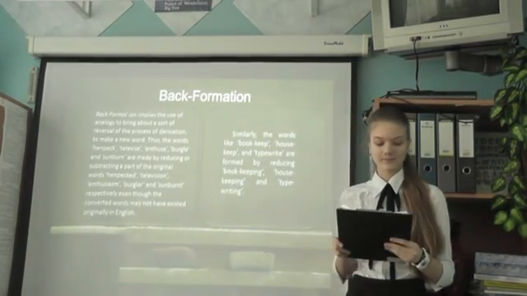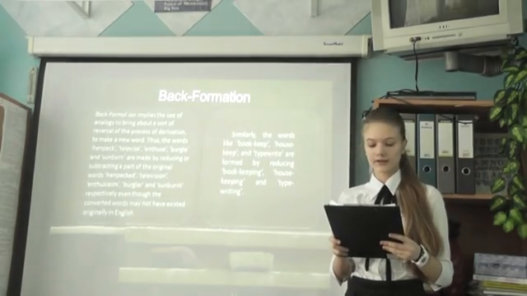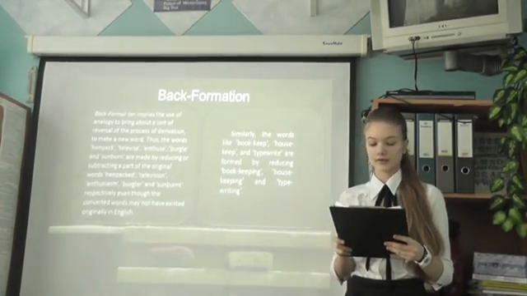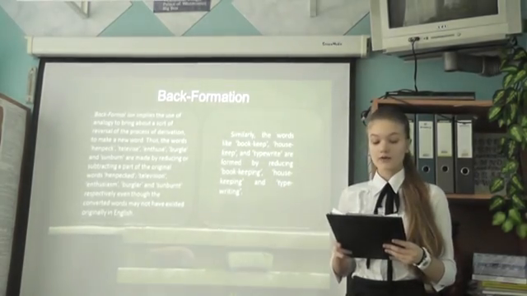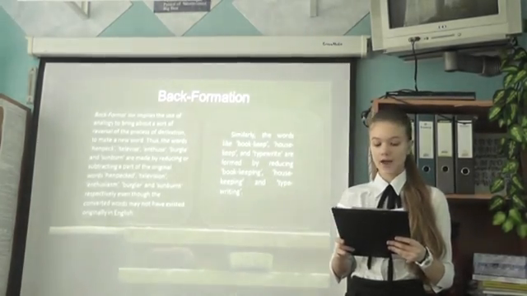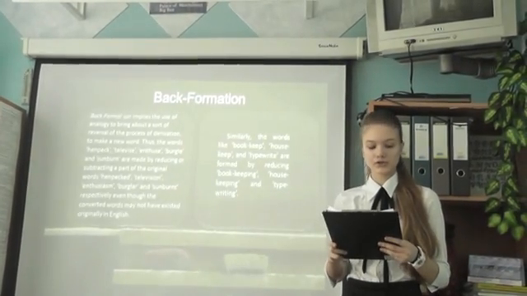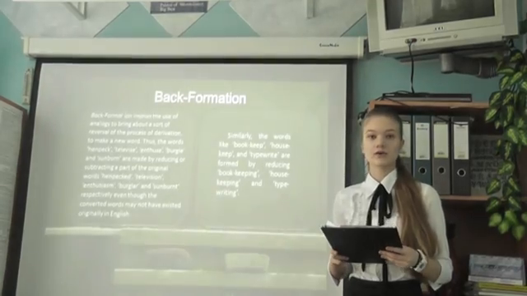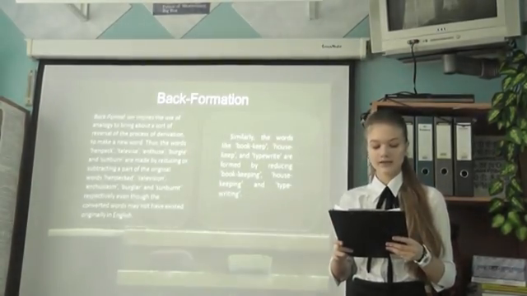Back formation. Back formation implies the use of analogy to bring about a sort of reversal of the process of derivation to make a new word. For example, the words handbag, televise, burgle, sunburn are made by shortening a part of the original words handbagged, television, burglar, sunburned.